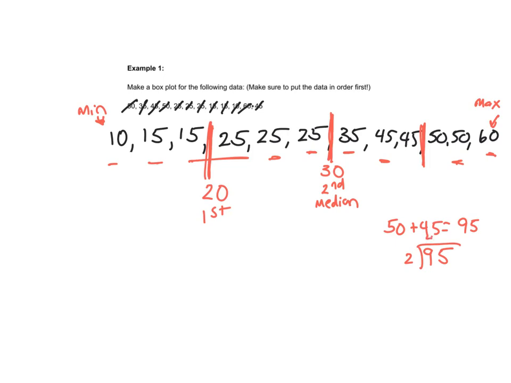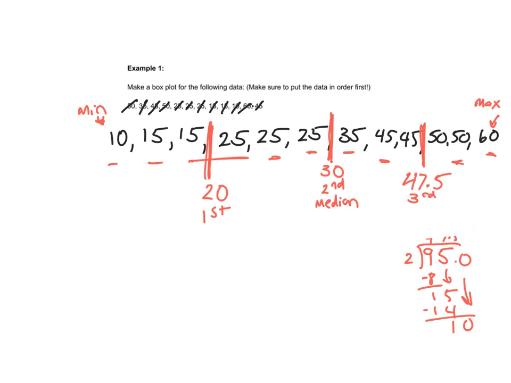2 goes into 9 4 times. Subtract the 8. Bring down the 5. 2 goes into 15 7 times. And 2 goes into 10 5 times. It's going to be 47 and a half. Some of you guys might have known that without doing that division out, and that's fine.